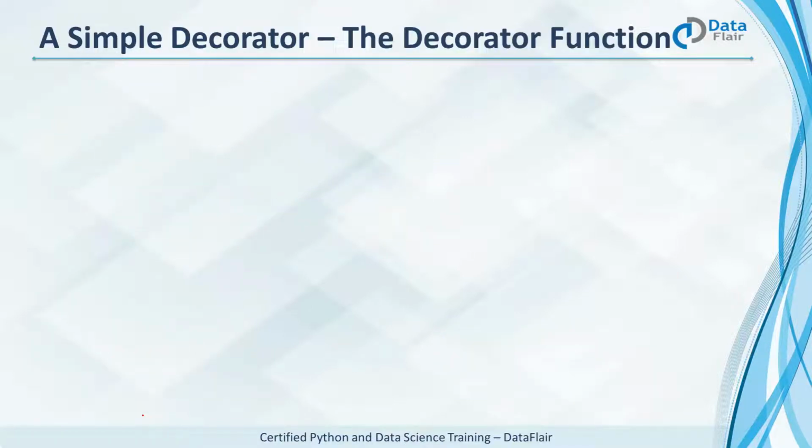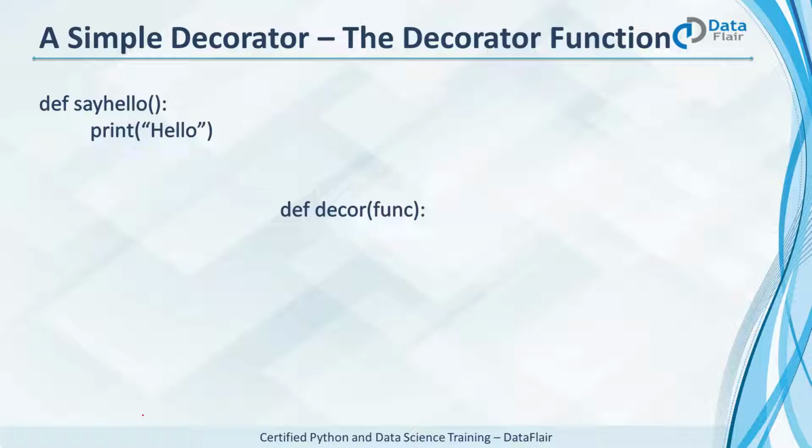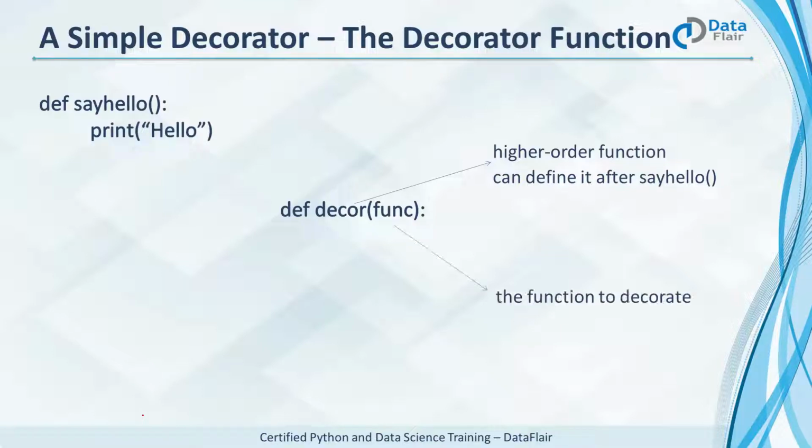Let's break this down. Function sayHello prints hello. Now the function decor. This is a higher order function since it takes another function. And since we'll be passing the sayHello function to this, we can also define it after sayHello. Decor takes a function as an argument. This is the function it will decorate.